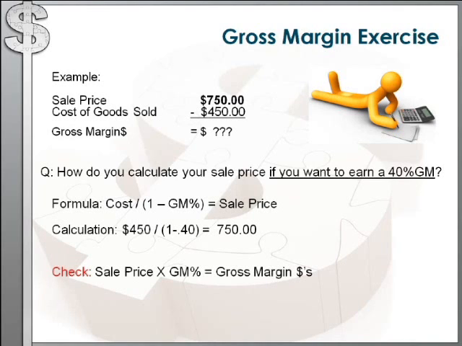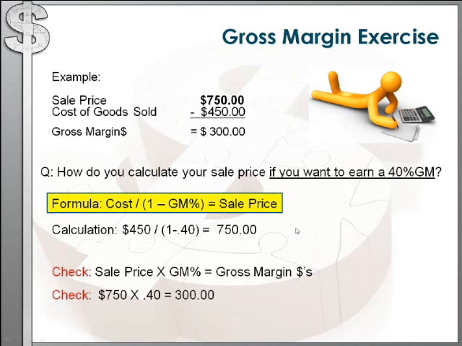Now let's do the check. Sale price times the gross margin percentage equals gross margin dollars. At a sale price of $750 times 0.4, which was your gross margin, equals $300. So up in this spot here, we could add $300.